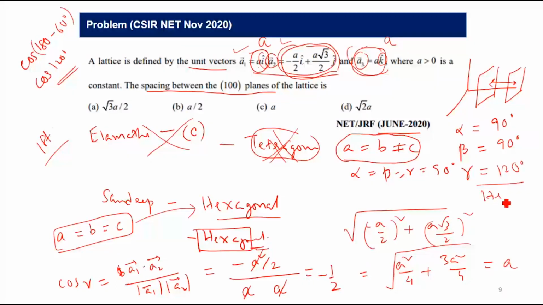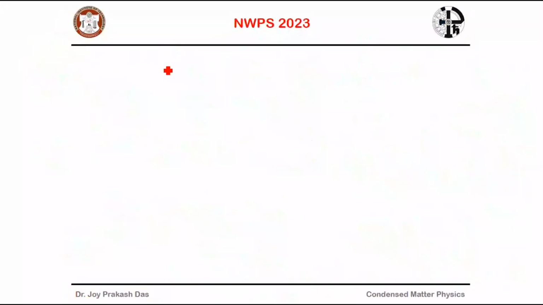So this is nothing but your hexagonal. Are you able to see this? So first we have to decide that this is a hexagonal lattice. In case of hexagonal lattice, the spacing 1 by d square is equal to, what was the formula? 4 by 3 times (h square plus hk plus k square) divided by A square, plus L square by C square. L square by C square, okay?